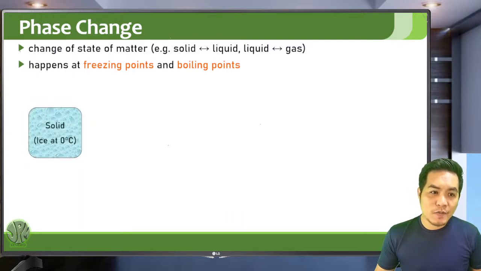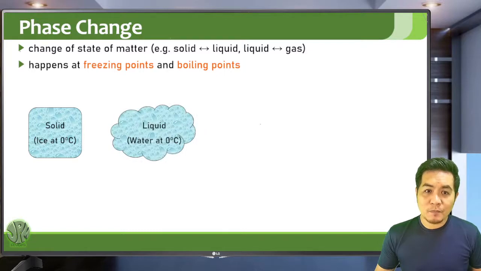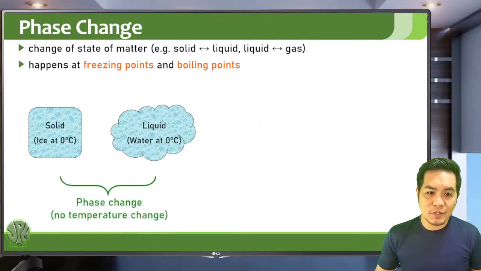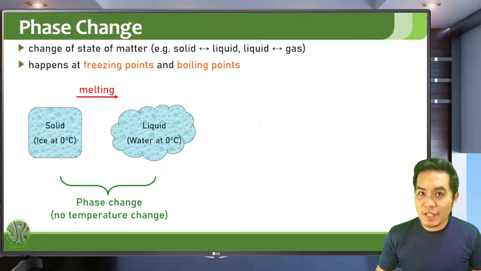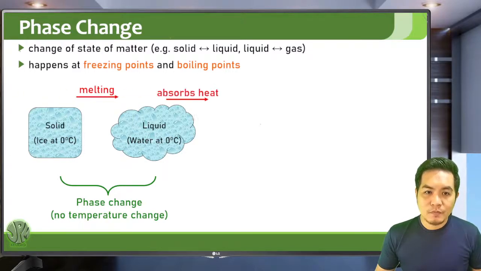So for instance, you have a solid ice at 0 degrees Celsius. It can become liquid water at the same temperature, 0 degrees Celsius, if it absorbs heat. So usually we call this process melting. So it absorbs heat and the ice melts, but it's still at the same temperature at the freezing point, 0 degrees Celsius. So in a phase change, there is no temperature change.